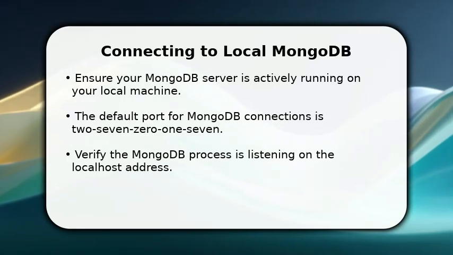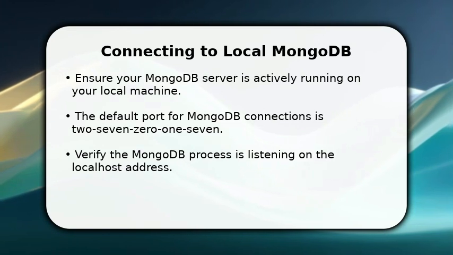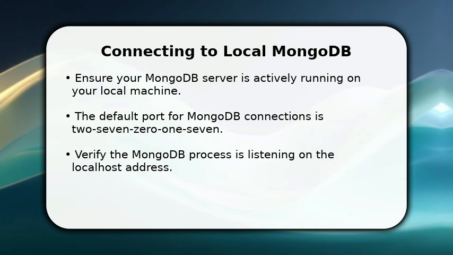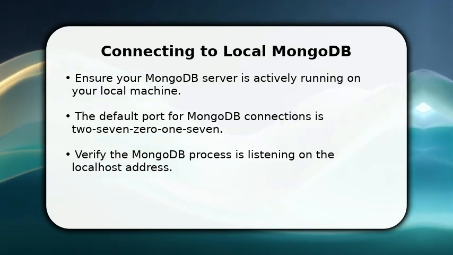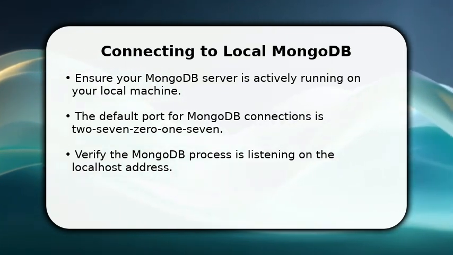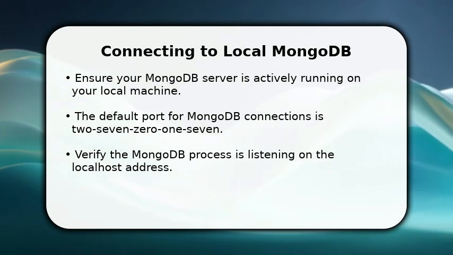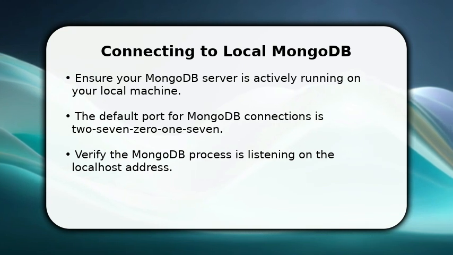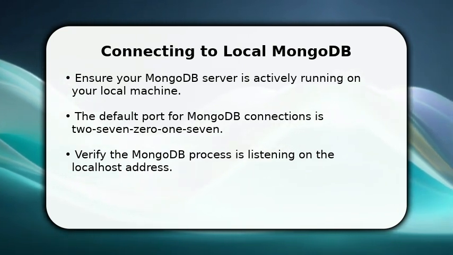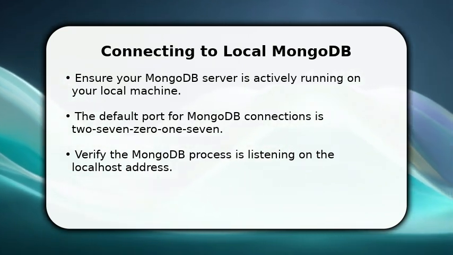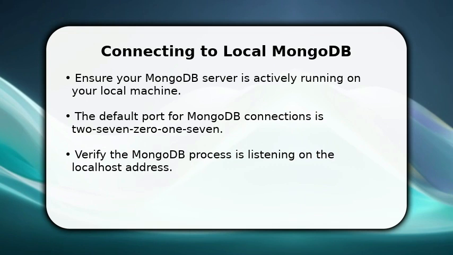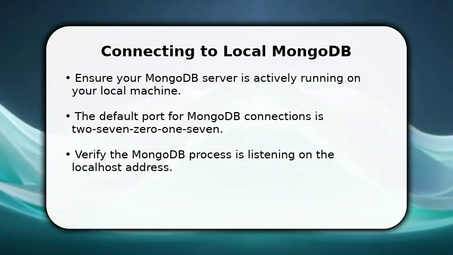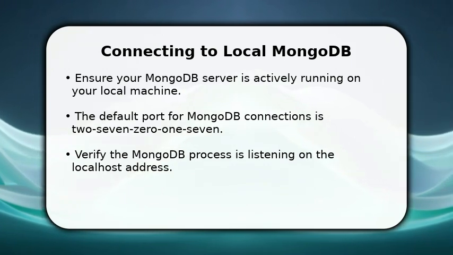In this video, I will explain how to connect MongoDB locally. First, confirm your MongoDB server is up and running on your computer. It typically listens on port 27017 by default. You can check its status through your operating system services or by looking for the MongoDB process. This foundational step ensures that there's a database instance ready to accept incoming connections from your applications. Without a running server, no connection can be established.